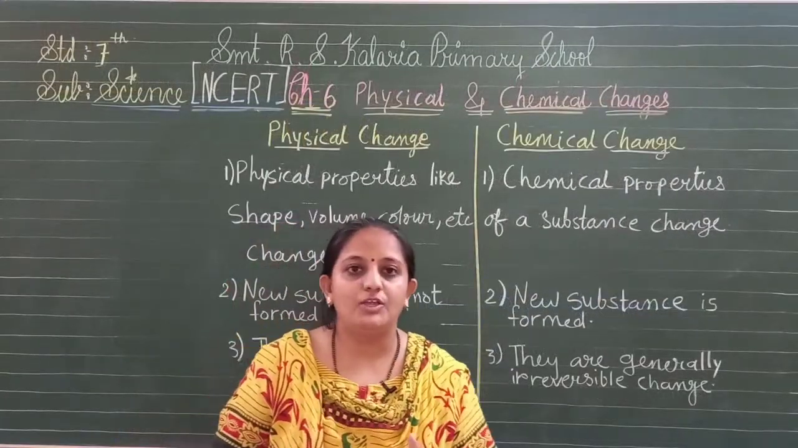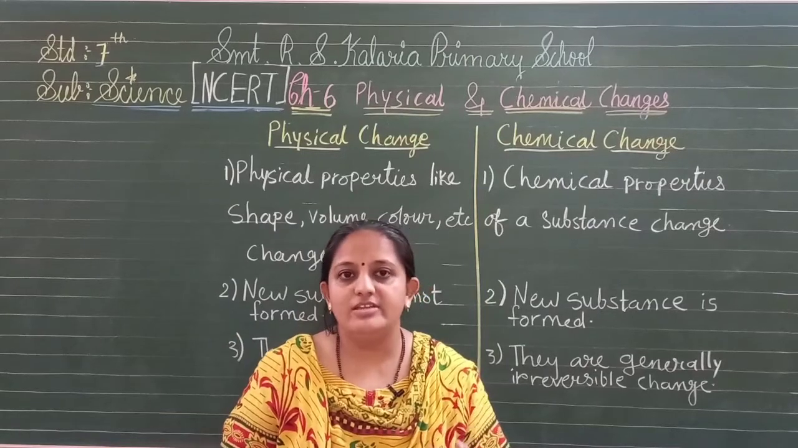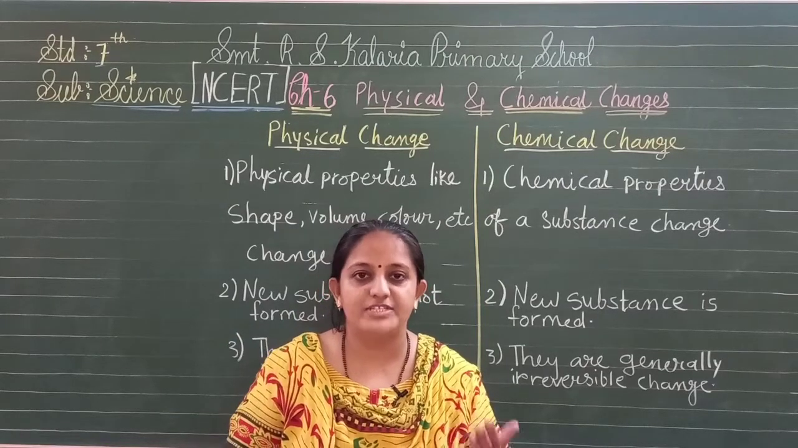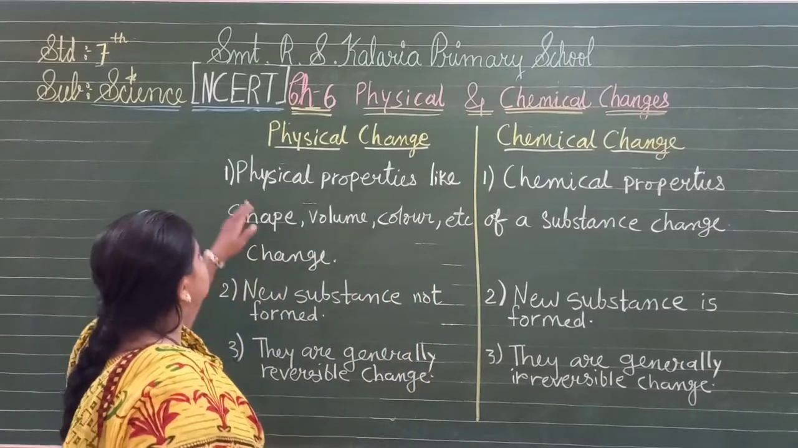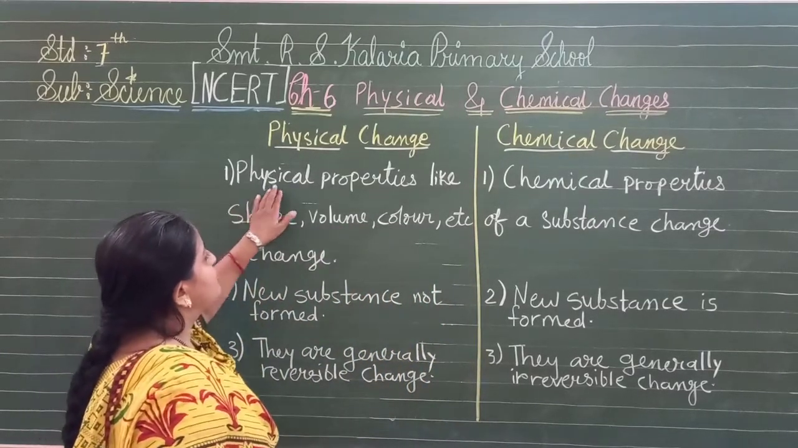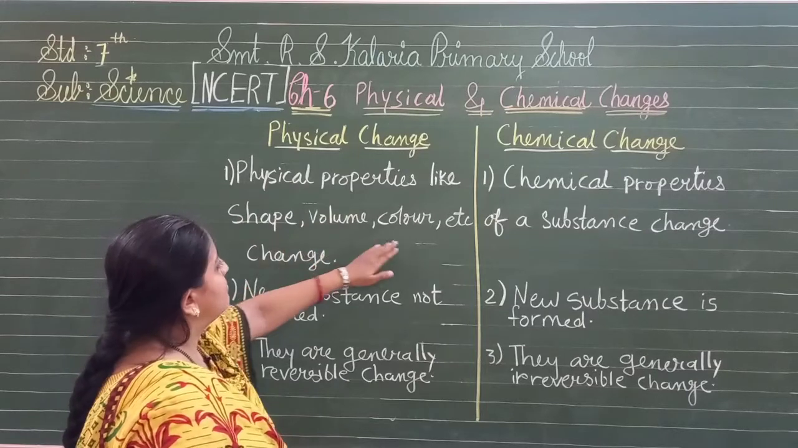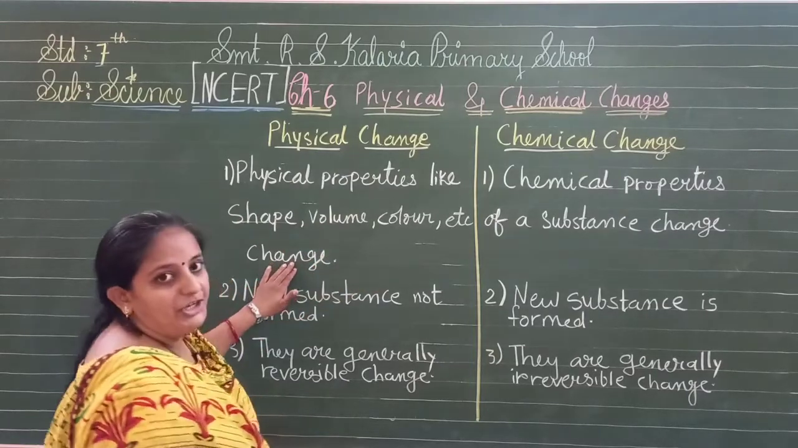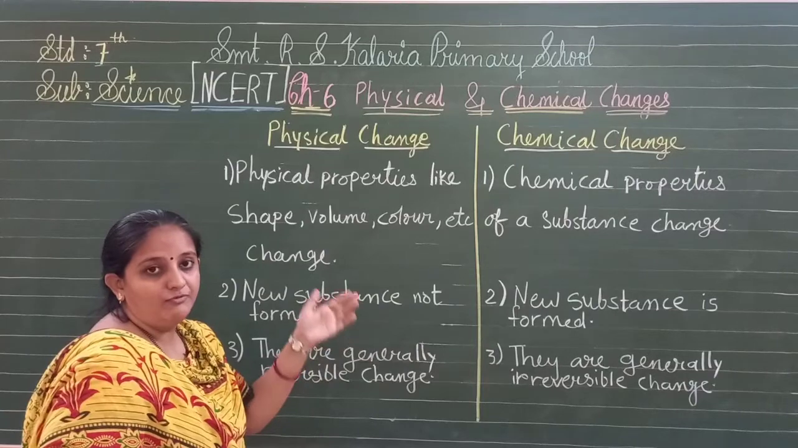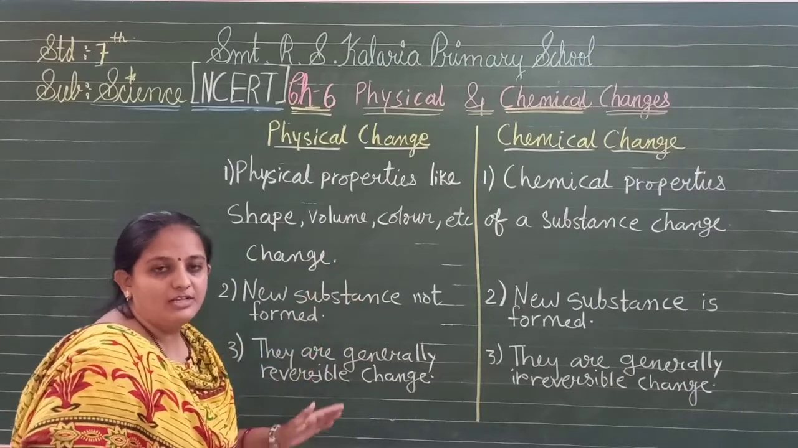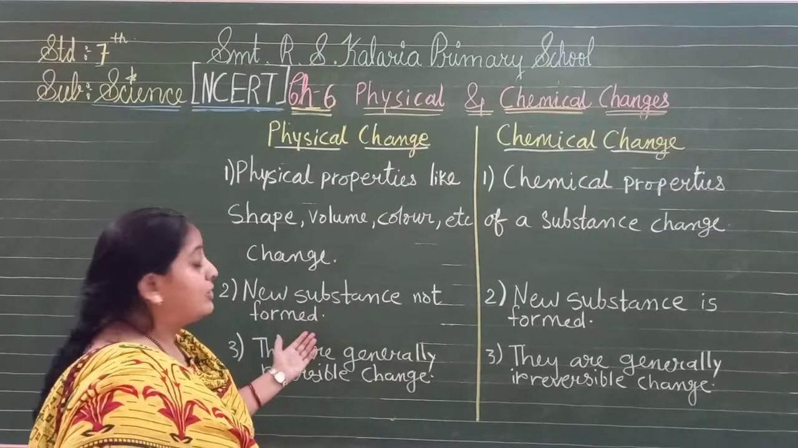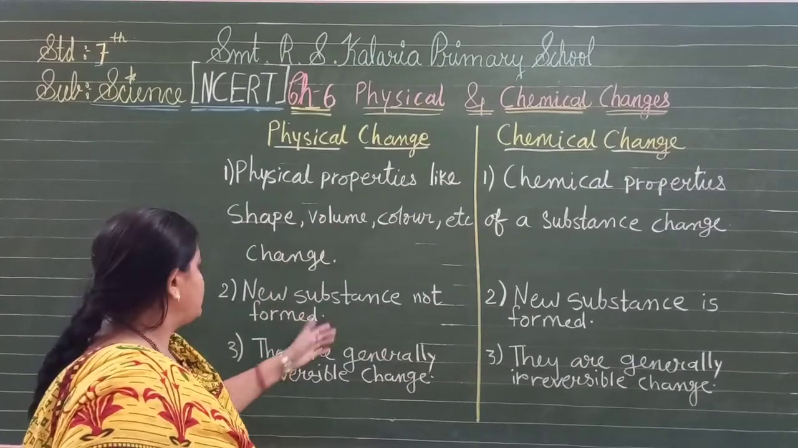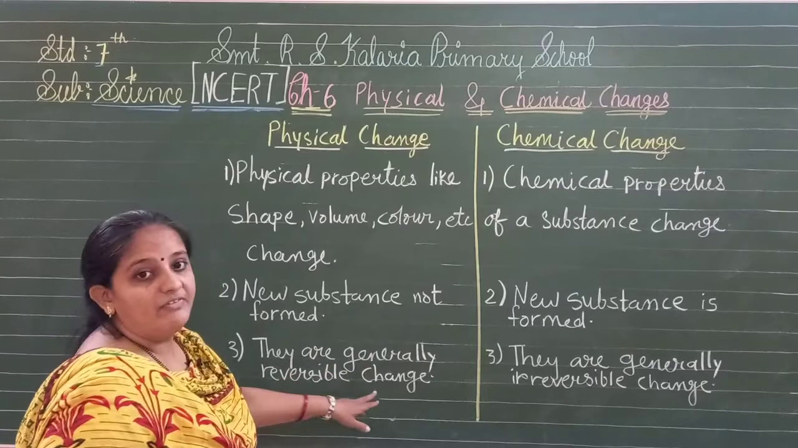Now let us do a quick recap of the chapter. In this chapter we understood both physical and chemical changes. The very first, physical change: physical properties like shape, volume, color, etc. change. Cutting of paper, cutting of wood, all these are physical changes because no new substance is formed. New substances are not formed during a physical change and they are generally reversible changes.